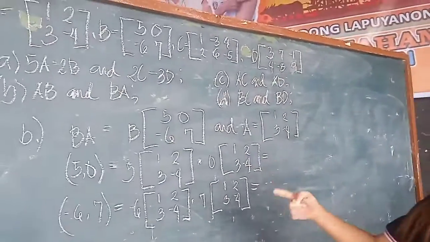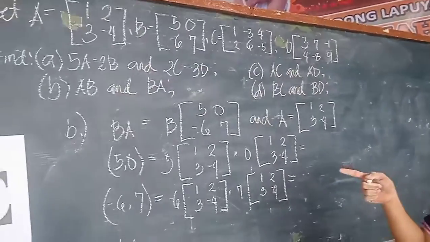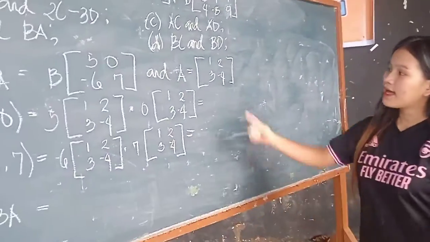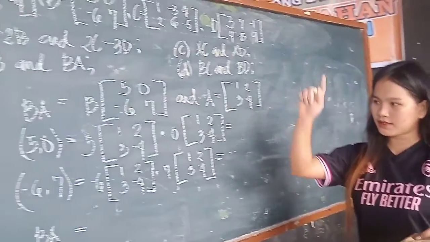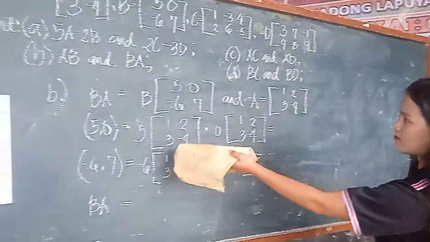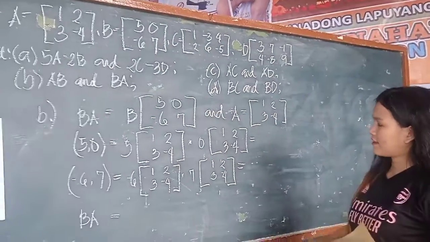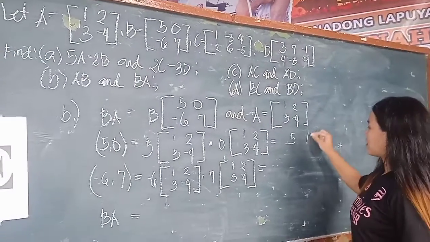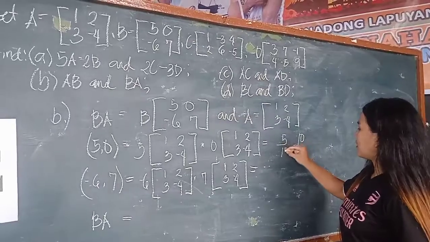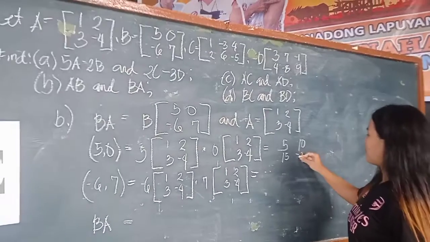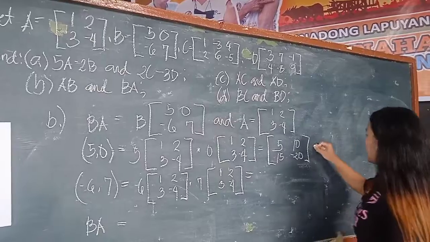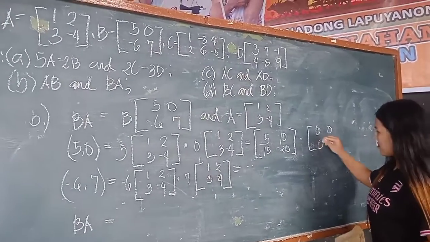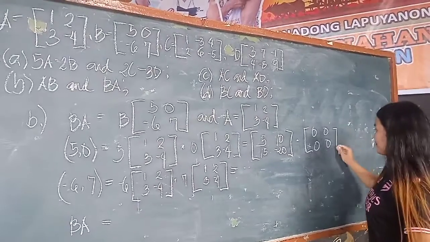So, we just take the values of B and A, the first value and second value. We just multiply it to A. The first value or the column itself, 5, multiply it to the value of A. So, 5 times 1 equals 5, 5 times 2 equals 10, 5 times 3 equals 15, and 5 times negative 4 equals negative 20. Then 0 times 1 equals 0, 0 times 2 equals 0, 0 times 3 equals 0, and 0 times 4 equals 0.